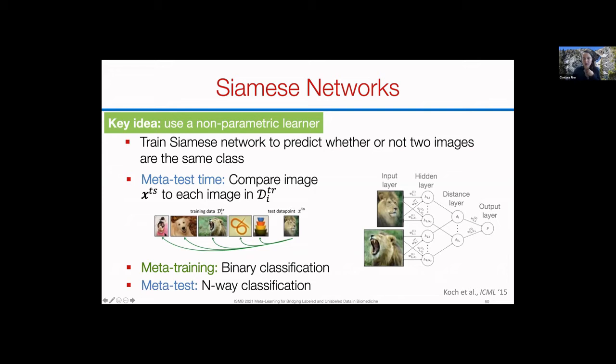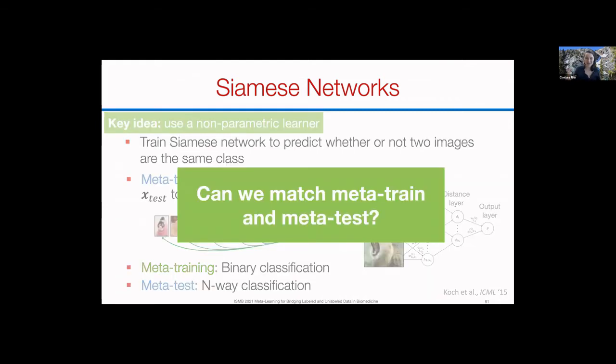And so one thing that's unfortunate with this sort of approach, even though it's very simple, is that we have this mismatch between what's happening at meta-training and what's happening at meta-testing. And this means that we aren't going to be effectively preparing our model for exactly what's going to be coming at test time. So can we match meta-training and meta-testing so that we're preparing it as well as we can for the n-way classification problem that we'll get at test time?